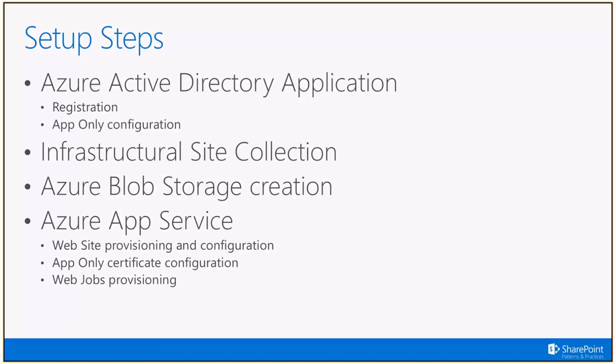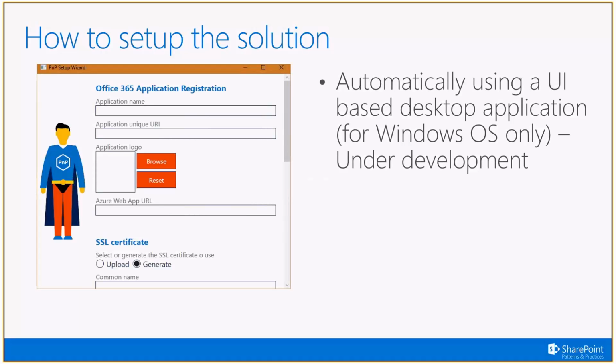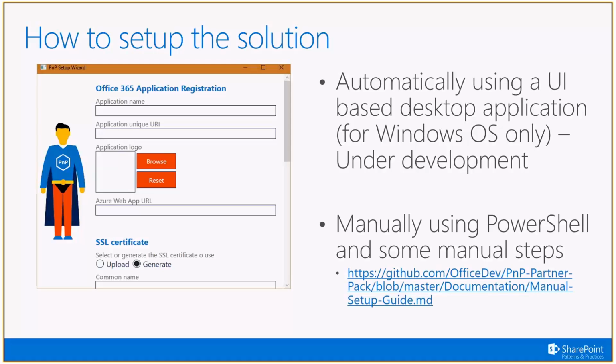Looks kind of a complex process. It's not that easy, to be fair, but there is another very interesting piece of news in Partner Pack v2: we are working on a setup wizard, which will be a desktop UI-based application, which will be ready pretty soon, even if a little bit after the recording of this webcast. Through this application, you will be able to provide all of the settings, and the application will create all of the Azure and Office 365 settings for you. Right now, as we were able to do with the PnP Partner Pack v1 and v1.1, you can follow the setup guide and manually do all of the steps.